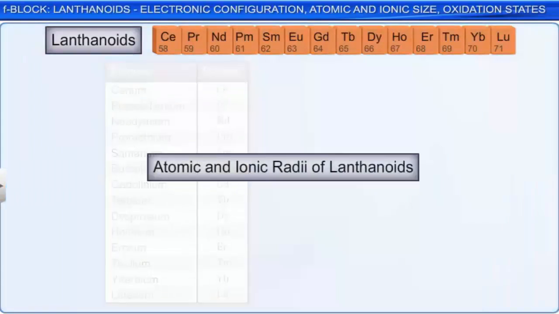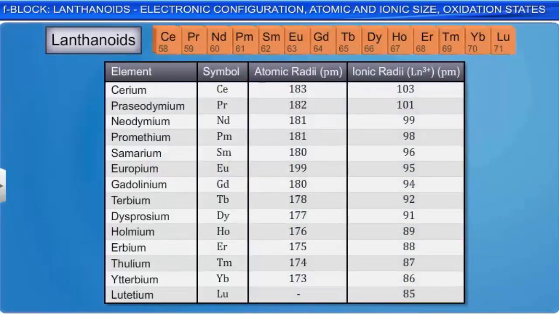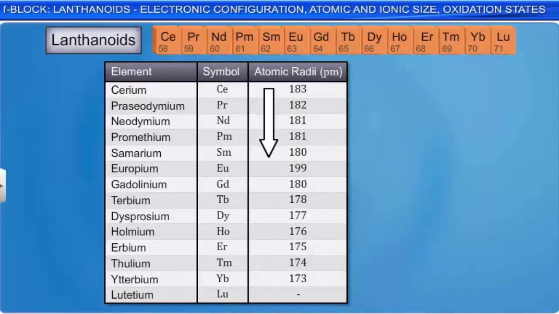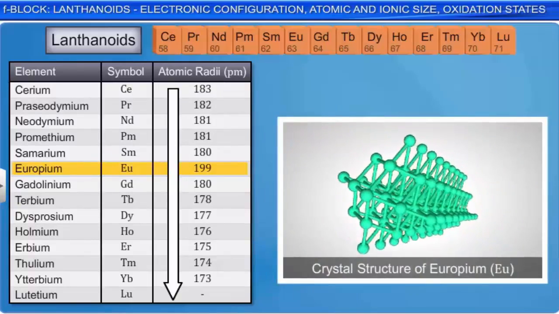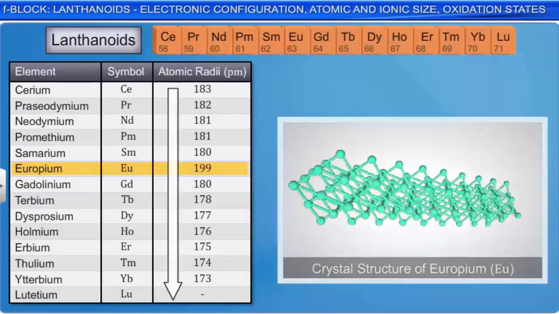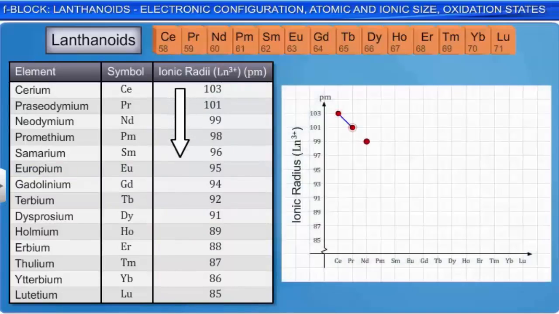Next, we look at the atomic and ionic radii of these elements. The atomic and ionic radii are shown in the table here. You can see that the atomic radii exhibit a smooth trend across the series, with the exception of the element europium. Europium, because of its crystal structure, has abnormal atomic radius. The ionic radii of the trivalent lanthanoid ions, in contrast, exhibit a smooth decrease.